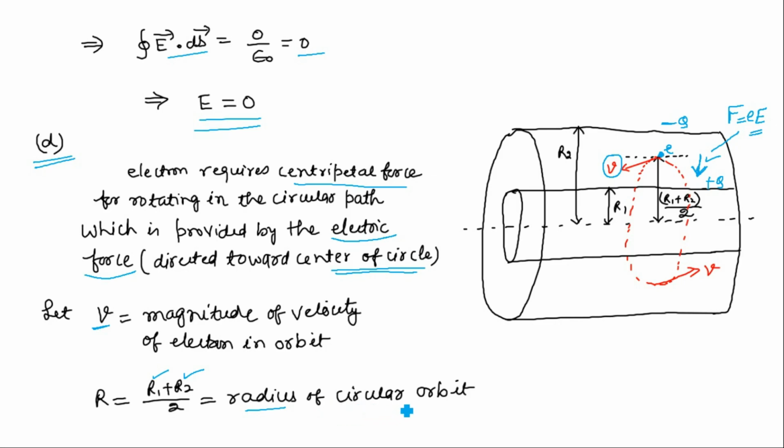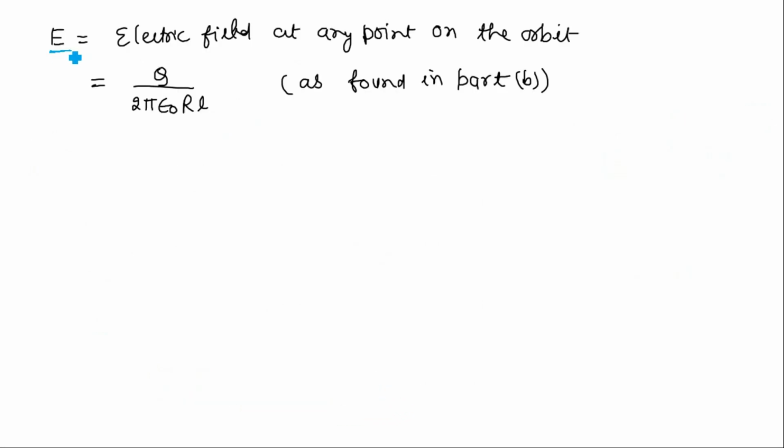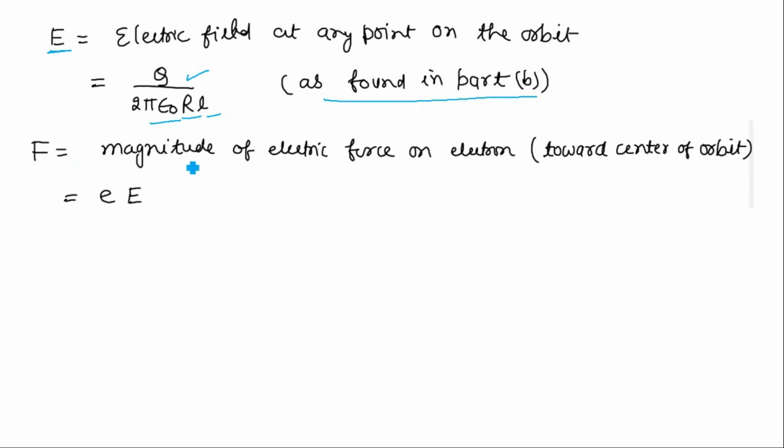This is shown here. And let r, which is equal to (r1 plus r2) upon 2, be the radius of the circular orbit. The electric field at the point where the electron is positioned is actually given by Q upon 2 pi epsilon naught rL, and this has been found already in part B. So the magnitude of the electric force on the electron will be the product of charge on the electron and the electric field. If we put the value of this electric field here, the electric force will become equal to eQ upon 2 pi epsilon naught rL.